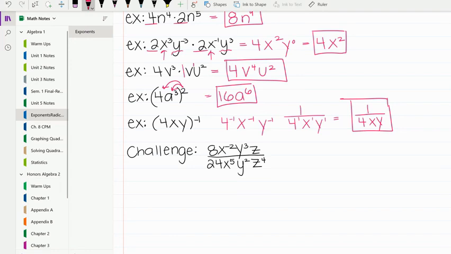All right, and this last problem we are not going to do on the video, but we'll go over in class. But that is it for exponents.